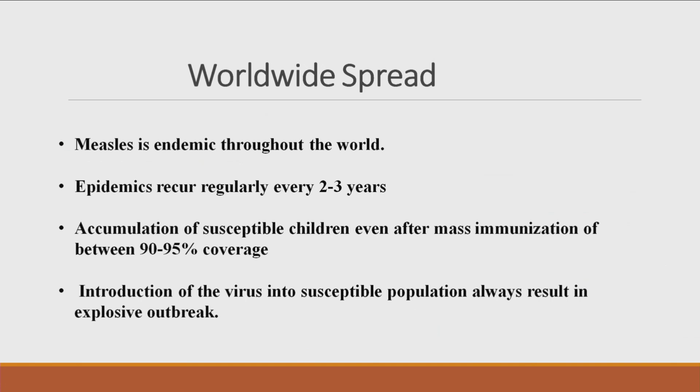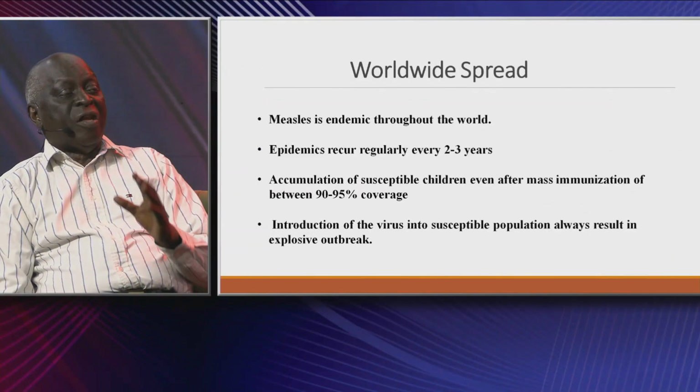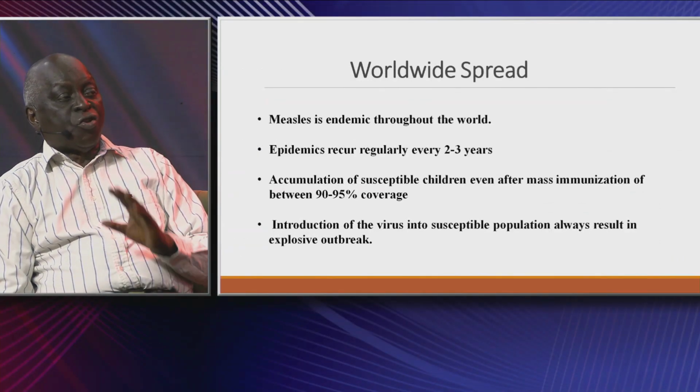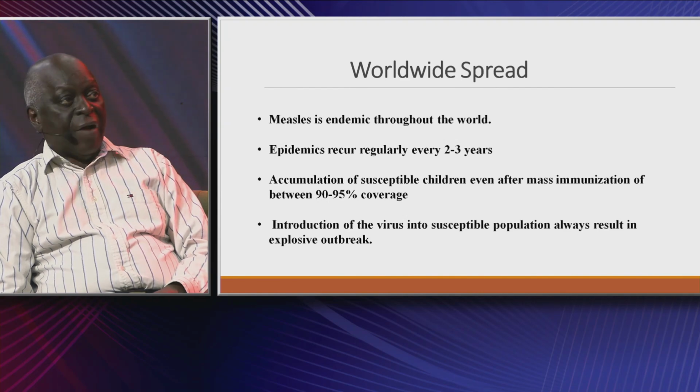It's very, very contagious. Even with vaccine coverage of about 90 to 95 percent, those five percent that are not immunized during the mass immunization will eventually form a susceptible population. If the measles virus is introduced into a susceptible population, it will always result in an explosive outbreak of the disease.